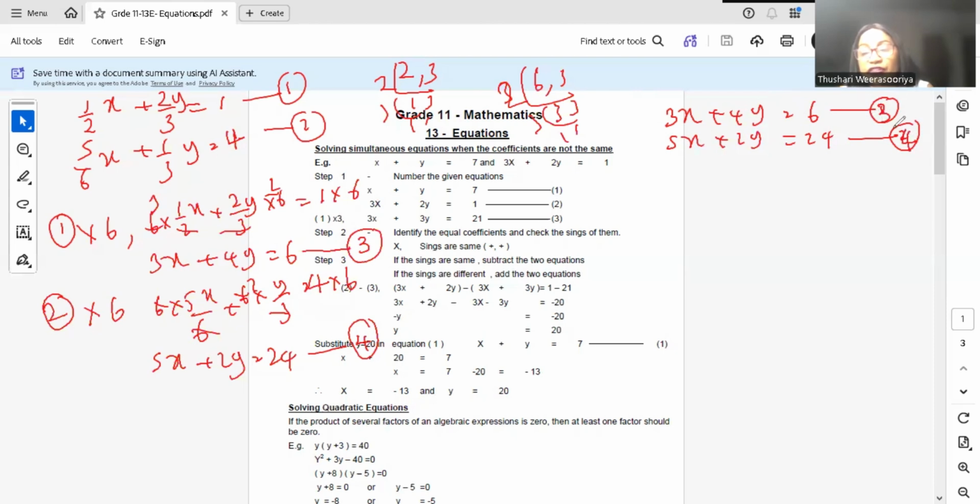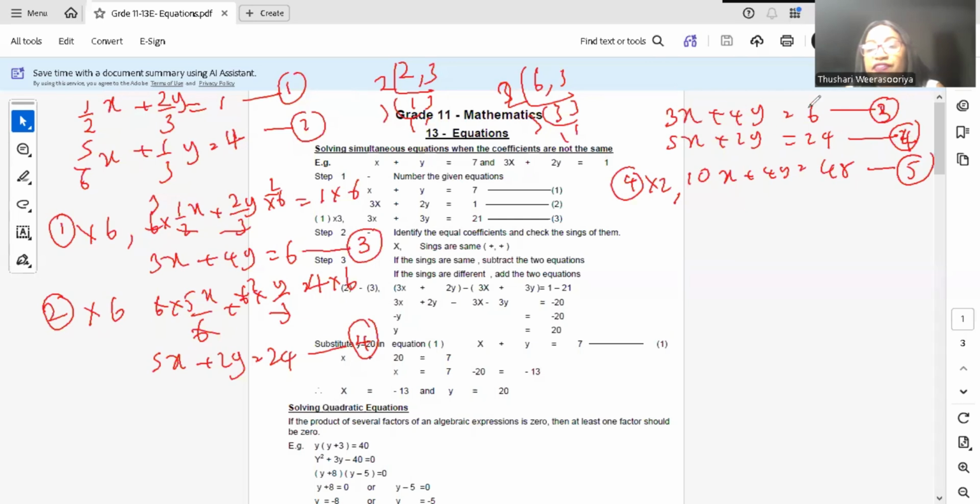Now take these two equations and, as in normal grade 10 simultaneous equations, you can solve. Right? Actually, the difficult part is this part. In grade 11, you get fractional simultaneous equations. Now, I'll do this one. Then the fourth one, I can multiply by 2. That is 10x plus 4y equals 48. That's the fifth equation.